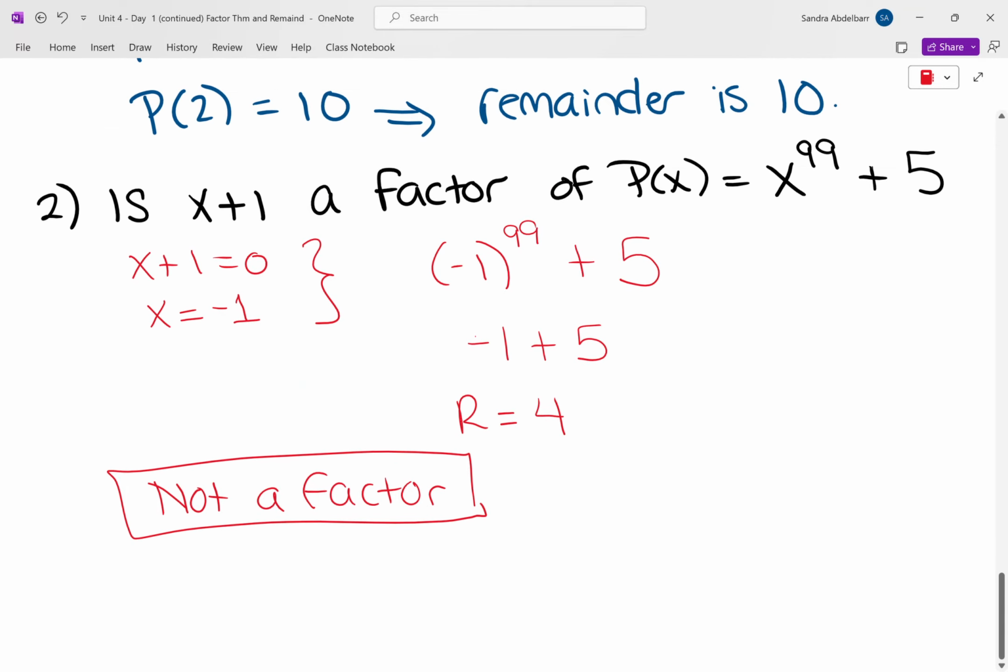Why is it not a factor? Because for it to be a factor, the remainder has to be 0. If the remainder is not 0, it's not a factor.